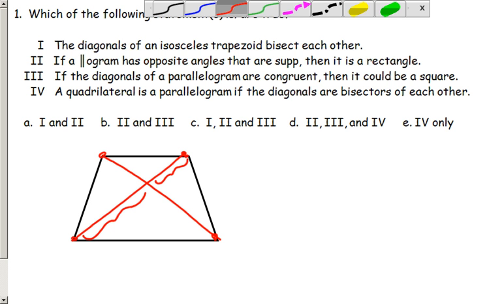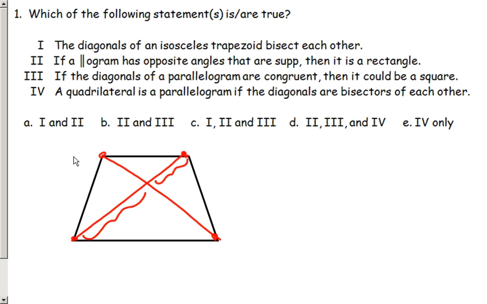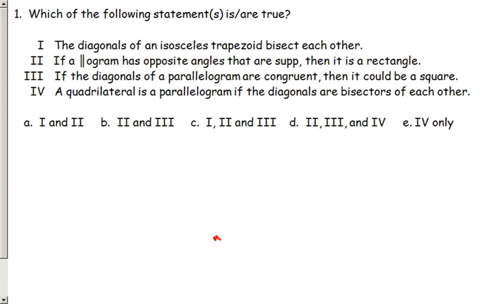Another reason you know they don't is because if they did, that wouldn't be a trapezoid. That would be a parallelogram, and you know parallelograms are never trapezoids, and trapezoids are never parallelograms, right? A trapezoid has one pair of sides parallel, and a parallelogram has both pairs of opposite sides parallel.